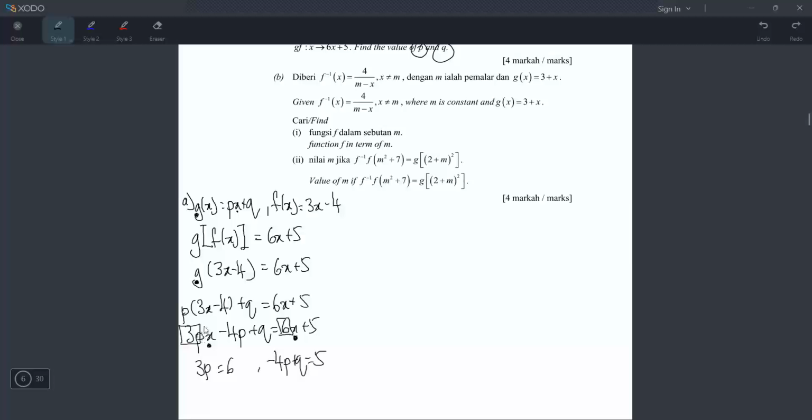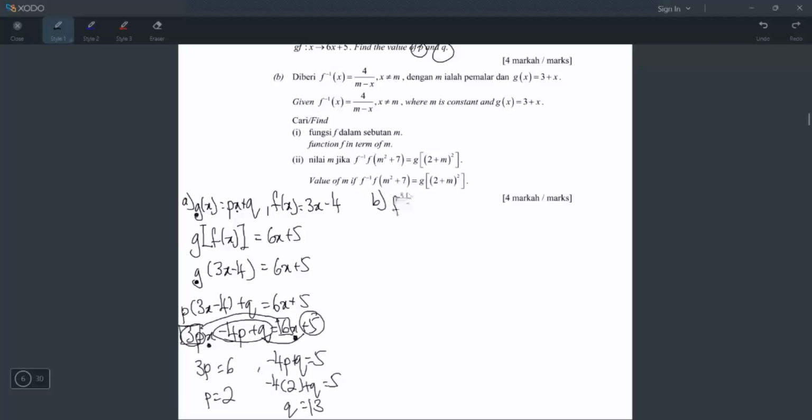It means you compare the whole thing, right? 3p is equals to 6. And then negative 4p plus q, everything at the back, is equals to 5, like this. So you compare like this. So now you can find p, 6 divided by 3 is 2. And of course you can substitute the 2 inside here to find q later. So how to find q? 5 plus 8, which is 13, right? Done already. Okay, let's go do B.